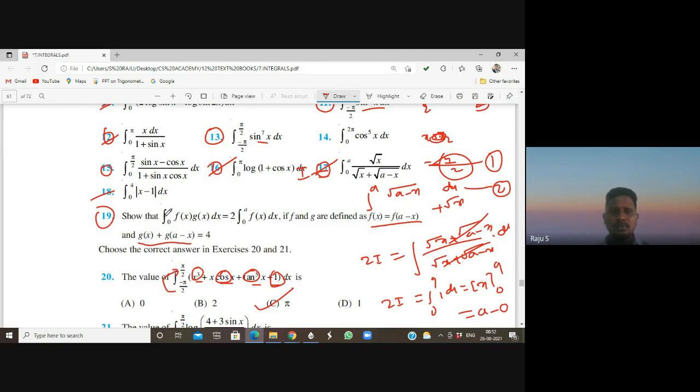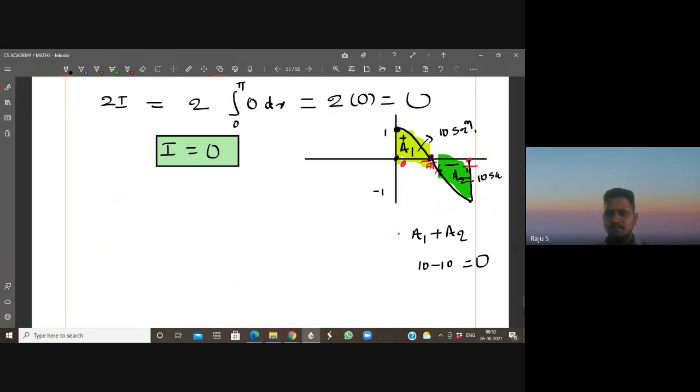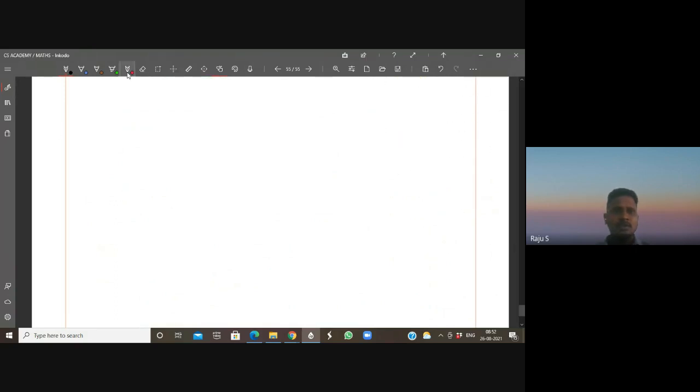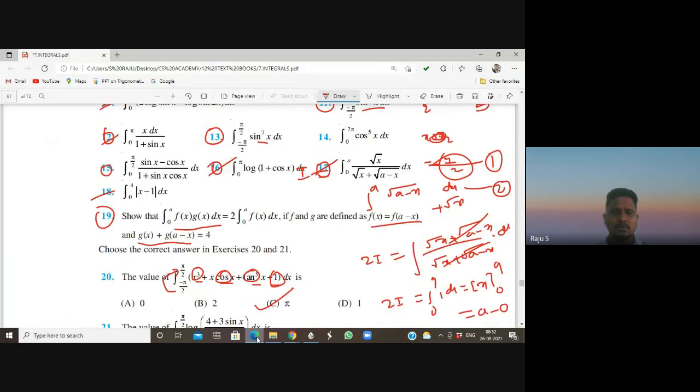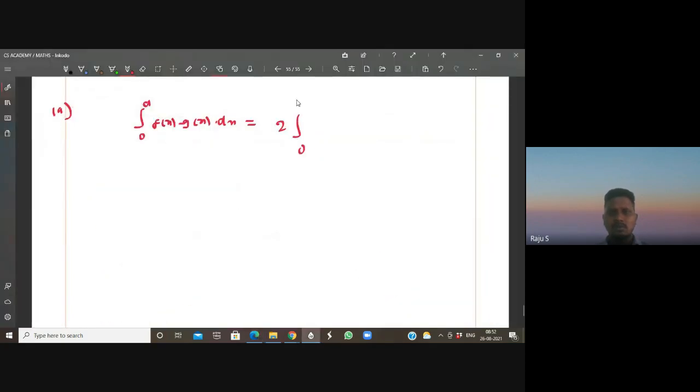Okay, let's see now. I'm going to take this given condition and apply property 3. Can anyone tell what the question is here? Integral 0 to a of f of x g of x dx equals 2 times integral 0 to a of f of x dx. What I want to do is apply the first property on the LHS. Let us take this as equation 1.